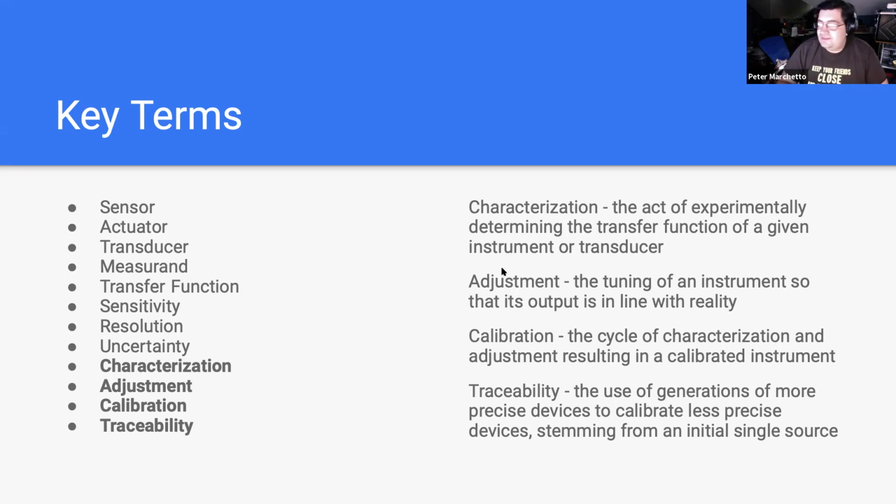So traceability is the use of generations of more precise devices to calibrate less precise devices stemming from an initial single source. I had this, in retrospect, I dare say, really great lab that I used to do with some of my students. We'd get a stack of plastic tubes or rods, and I'd have them measure the first one and cut it at exactly 10 centimeters. And then on the rest of the rods, they would have to use that first rod as the ruler. And then the second rod becomes the ruler for the third. The third rod becomes the ruler for the fourth, all the way on down.